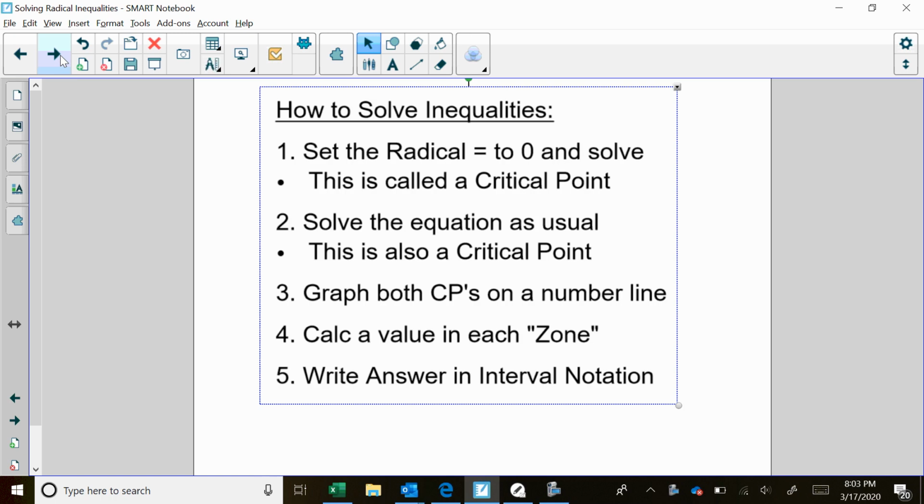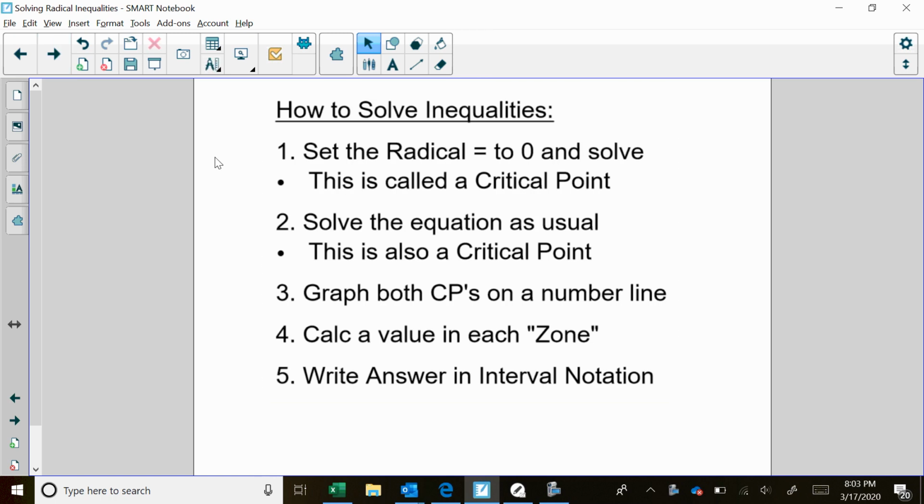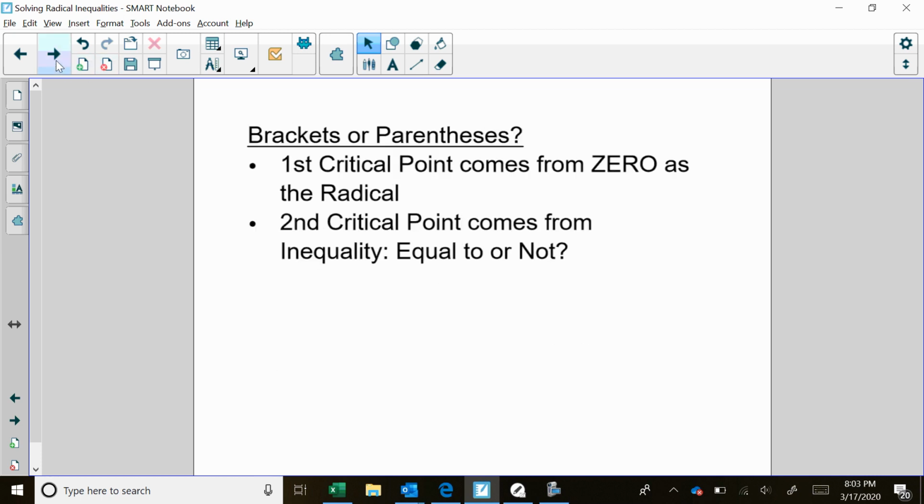So here are the steps to solving inequalities. Probably would be a good time to stop the video and copy this down into your notebook. Here's a little bit more about the answer. Our answers are going to be written in interval notation. So at some point we'll be using brackets and or parentheses. So we're going to want this information as well. So this would be a good time to probably pause the video and copy this down as well.